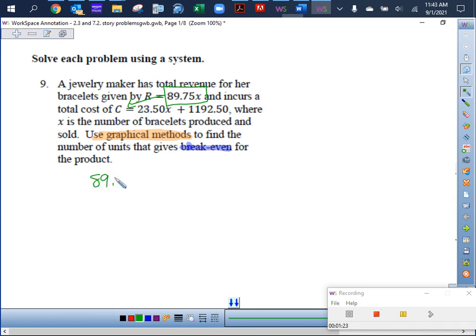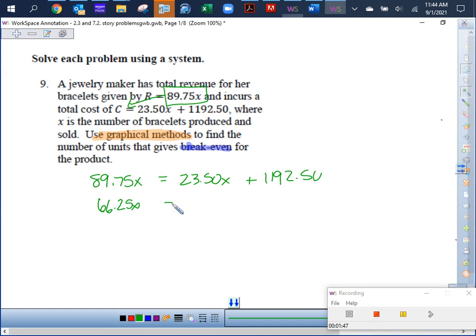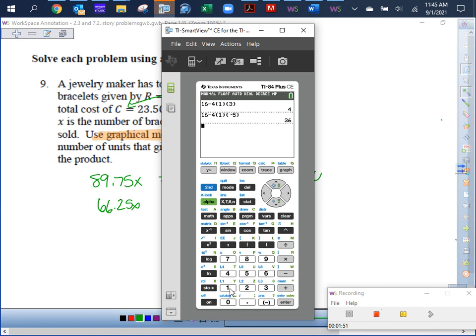So 8975x equals 2350x plus extra stuff. Because they want to break even, the revenue and the cost should be equal to each other. So we'll set them equal to each other, and we'll do a little subtraction. So we get 6625x equals 1192.50. And then we'll divide 1192.50 divided by 6625. And I got 18.